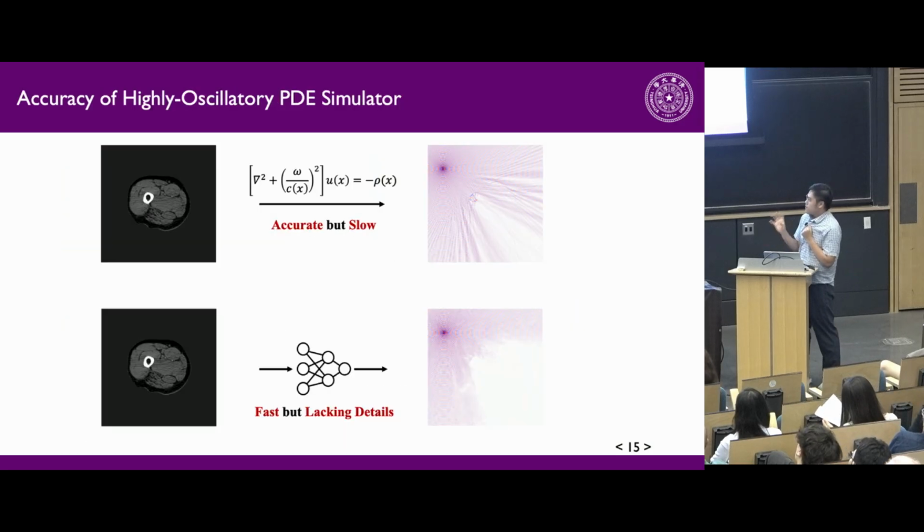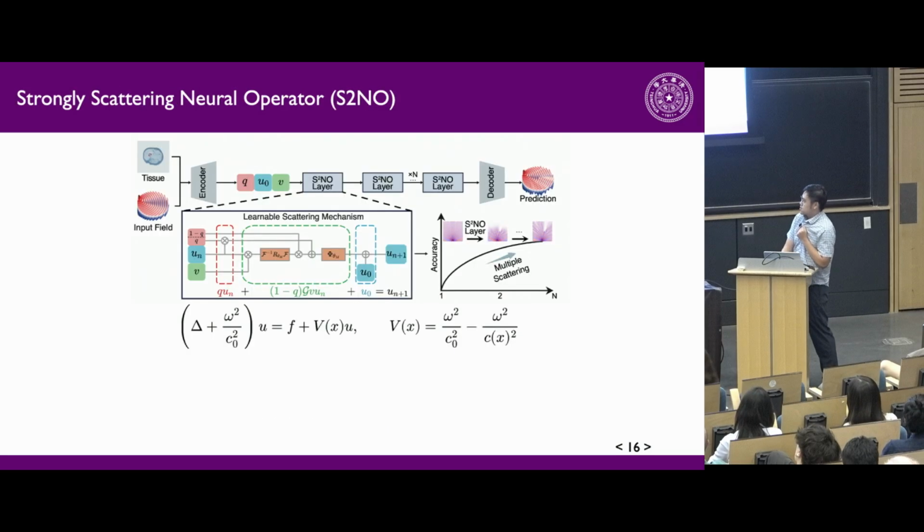However, even with this data, there's another challenge: standard neural networks tend to learn low frequency features. But in our case, the high frequency oscillations are critical. So we need our neural networks to capture the detailed oscillations. To accomplish this, we propose the strong scattering neural operator. It is an innovative architecture that incorporates learnable scattering mechanisms. Just like the physics principle that photons scatter sequentially, we design our networks to model the iterative scattering process.